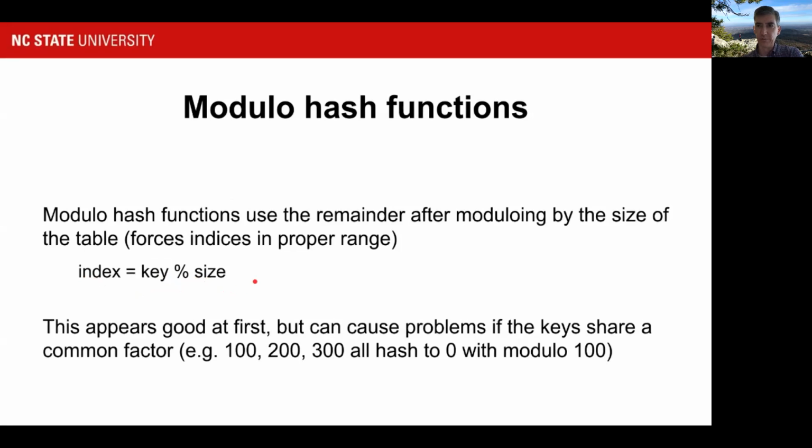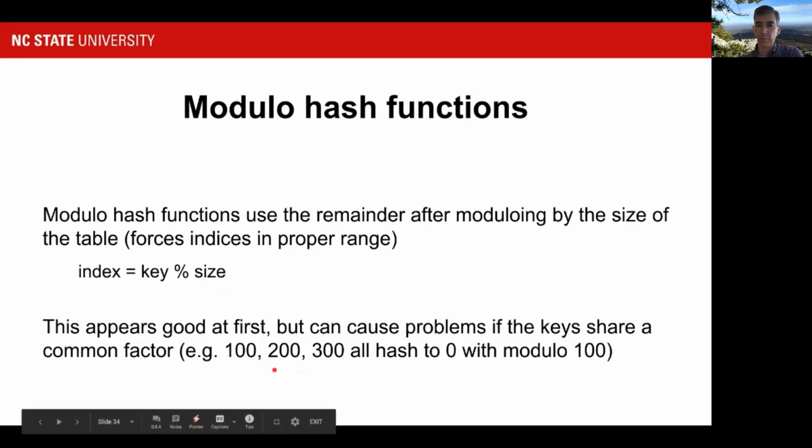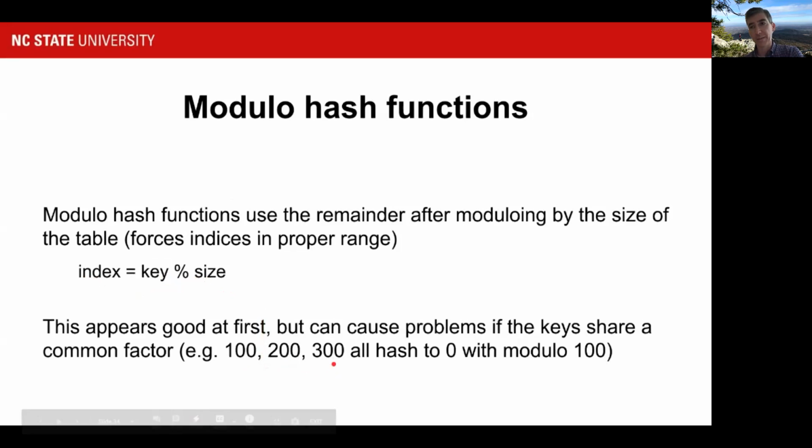And this seems good at first, because it at least solves the problem of how to get an index in range. But it can cause problems if the keys share some sort of systematic relationship. What if my keys are all multiples of 100: 100, 200, 300? It could happen. If I mod by 100, I'm going to get 0 for all of my indices in my hash table, and that's clearly not good.